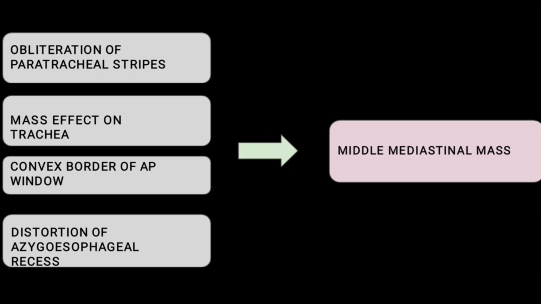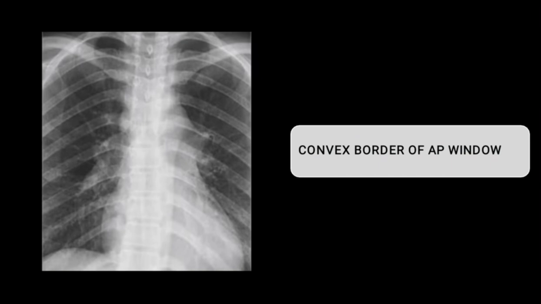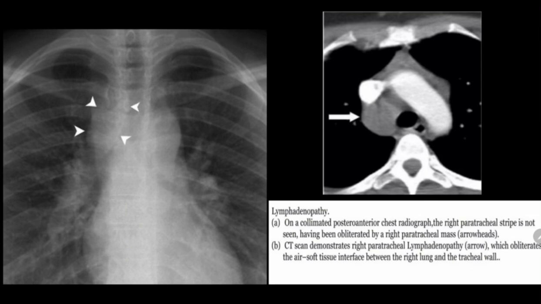Then we have to look at the middle mediastinal masses. Obliteration of paratracheal stripes, mass effect on the trachea, convex border of the AP window, and distortion of the azygoesophageal recess are features of a middle mediastinal mass. So we have seen in the previous image, the AP window should have been like this. Here the AP window has become convex. So this is a feature of a middle mediastinal mass, most commonly mediastinal lymphadenopathy.